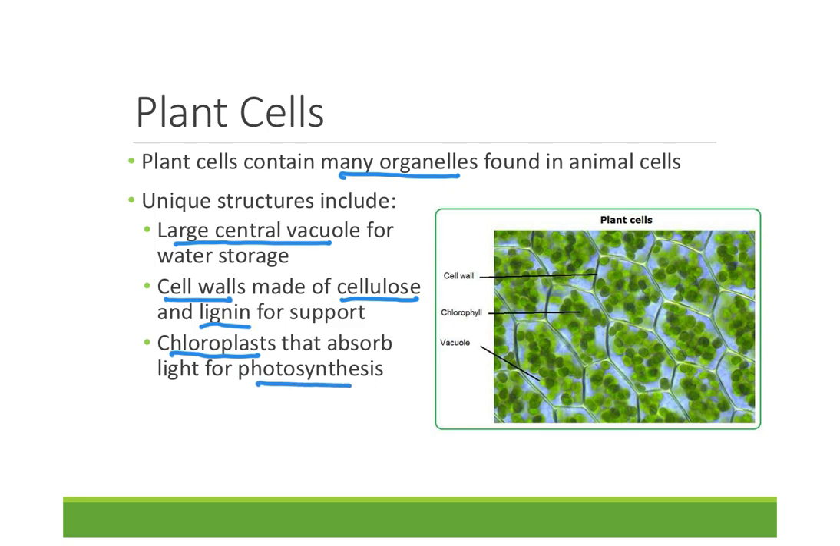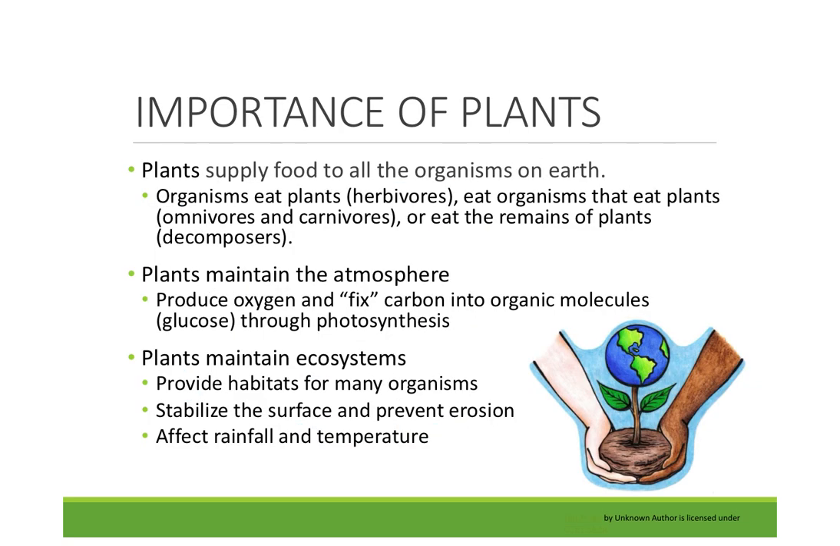Plants are extremely important for sustaining life on Earth because they actually are supplying the food for all the other organisms on Earth. Organisms can eat plants directly, and we call those herbivores, or if they eat organisms that had eaten plants, we have the omnivores and carnivores. And then there are the organisms that eat the remains of plants after plants have died, the decomposers. So everything eats plants in one way or another.